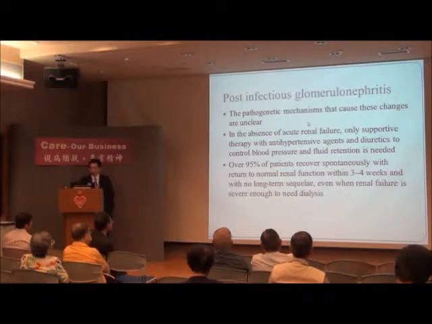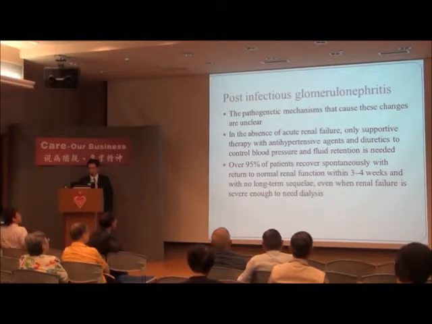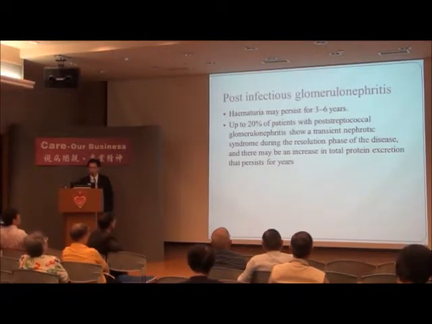In the absence of acute renal failure, most patients with post-streptococcal GN need only supportive therapy with antihypertensive agents and diuretics to control blood pressure and fluid retention. Over 95% of patients recover spontaneously with return to normal renal function within 3 to 4 weeks and with low long-term sequelae. Even when the renal failure is severe enough to lead to dialysis, the patient usually can recover.